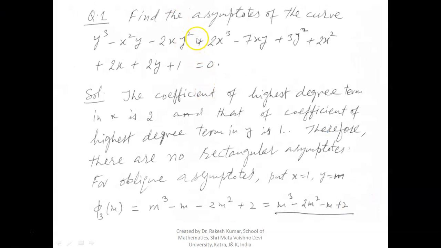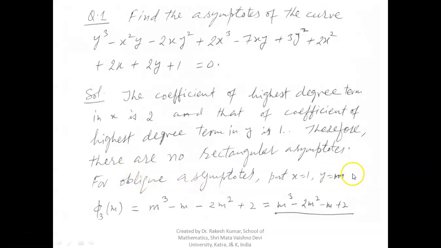Now let us take up a question. Find the asymptotes of the curve, this one. What we will do now is, first of all, look for the parallel asymptotes, and then we will find out the oblique asymptotes. The coefficient of the highest degree term in x, that is x cube, is 2, and the coefficient of the highest degree term in y, that is y cube, is 1. Therefore there are no parallel asymptotes to this curve.